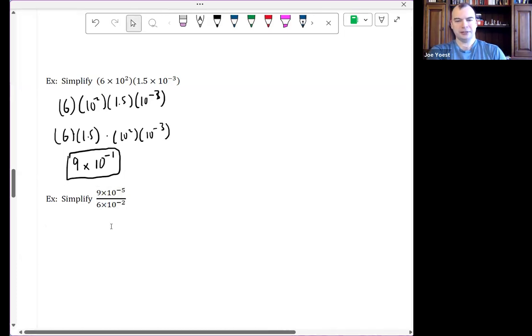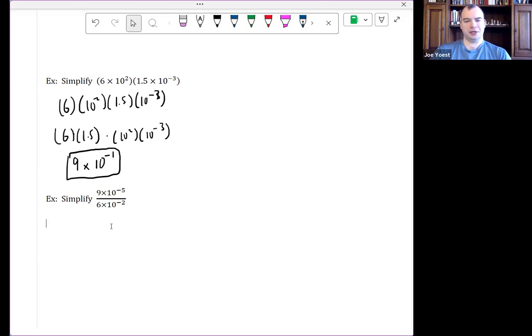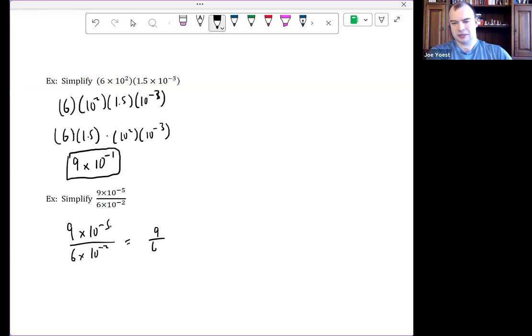What if I want to divide numbers in scientific notation? Well, again, because scientific notation is just really the product of two things, it works really nicely with division as well. So if I have 9 times 10 to the negative 5 over 6 times 10 to the negative 2, I can really just think of this as like 9/6, right? If I have A times B over C times D, I can break that into, say, A over C times B over D.